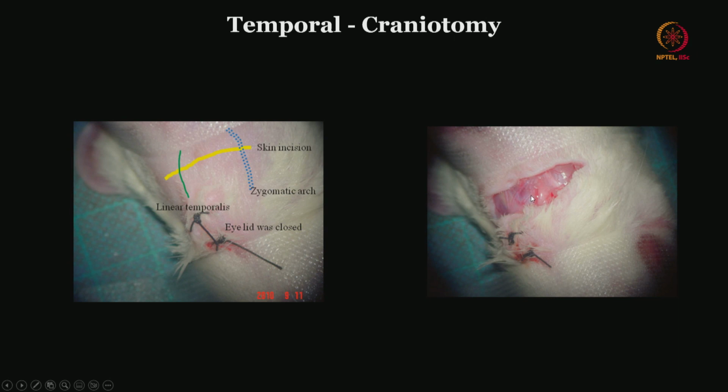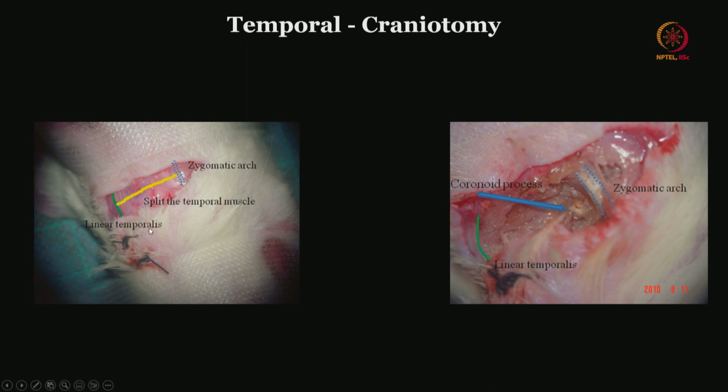What do you say, the biggest difference between top of the skull versus temporal craniotomy. That is parietal craniotomy versus temporal craniotomy. You come across a very thick muscle soon after the skin incision. So we need to split that muscle to expose the temporal bone.